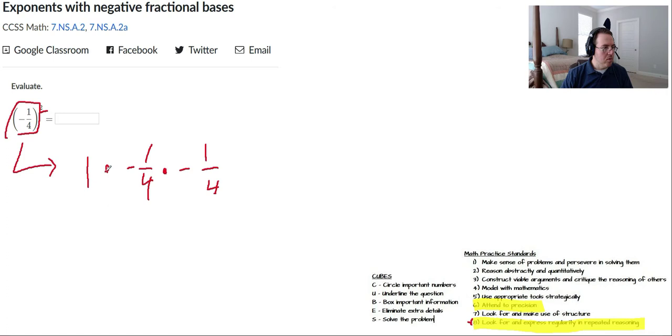Well, multiplying fractions is just numerator times numerator, that's top times top. 1 times 1 is 1. 4 times 4 is 16. So now the question is whether it's a positive or a negative answer. Well, we go back to our integer rules. Negative times negative is positive. So my answer should be 1/16. And it is. Sweet. Let's try another one.